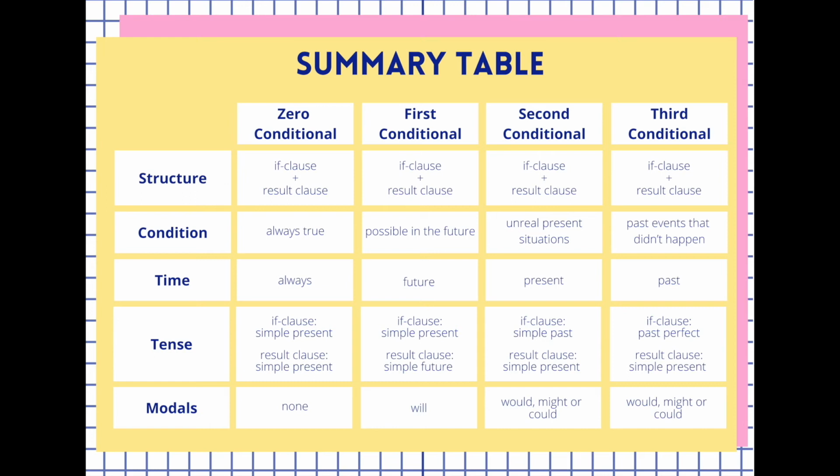And finally, the third conditional uses the past perfect tense because it talks about past actions that have already been completed. One final thing you may notice is that zero conditional sentences have no modal verbs, and the first conditional only uses will to talk about the future. However, we can switch the modal verbs around from would to might or could for the second and third conditional sentences.